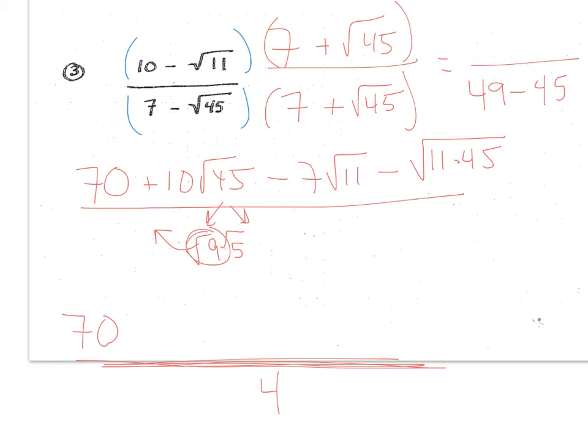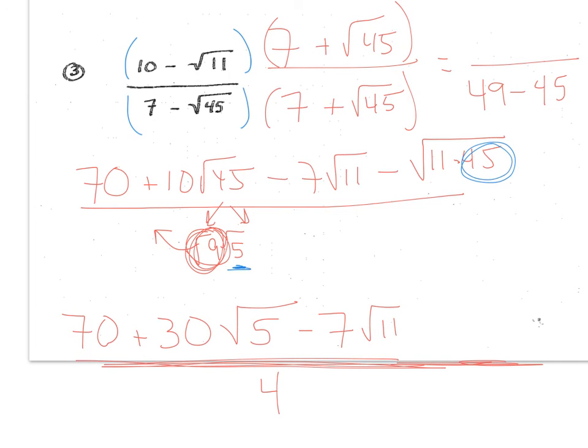So this 9 turns into a 3. 3 times 10, who's already parked over there, is 30. And now what's left? Just the square root of 5 from right here. The next value, negative 7 times square root of 11, I can't do a thing with. 11 has no factors. On the end, here's that 45 again.